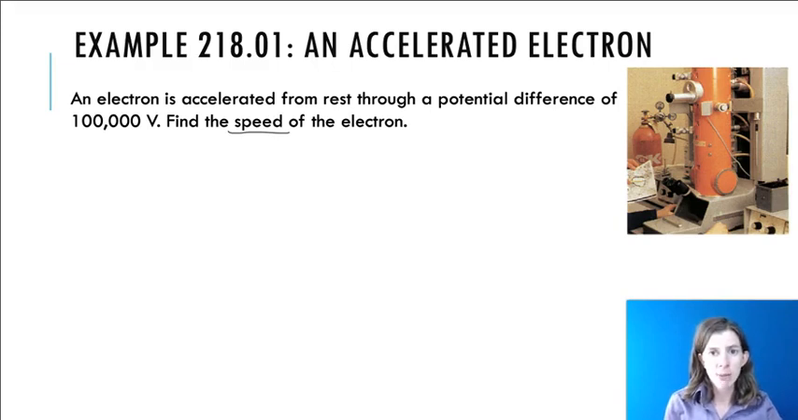So I want you to take a moment and think about your approach to this problem. What equations are going to be relevant, and what are the givens in this problem? Okay, so let's start by writing down the givens. The only thing that seems to be really explicit is that there's a potential difference of 100,000 volts, so that's delta V, 100,000 volts.